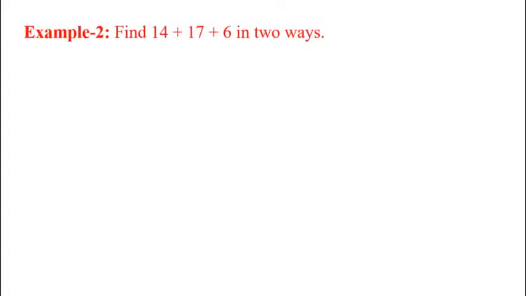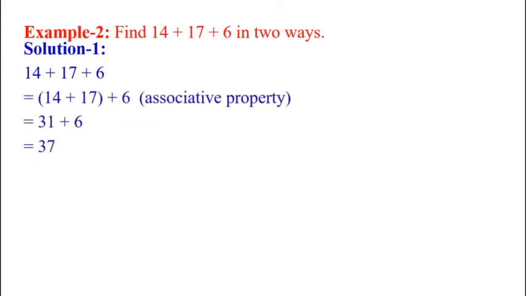Next, example 2. Find 14 plus 17 plus 6 in two ways. Solution 1, first method. We can write 14 plus 17 plus 6 so that first we add 14 and 17, so we put them within the bracket. This is the associative property. So 14 plus 17 plus 6. 14 plus 17 is equal to 31, and 31 plus 6 is equal to 37.